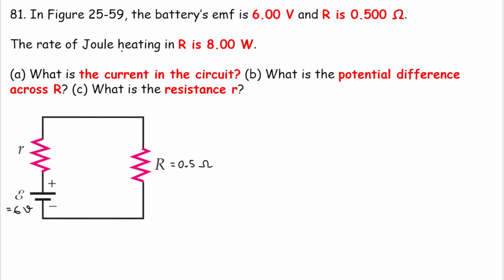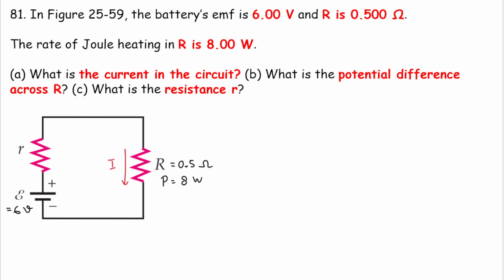And then the rate of Joule heating in R is 8 watt. Okay, so the power dissipated by this resistor here is 8 watt. Good. And the question is, A, what is the current in the circuit? Okay, so the current that passes through this resistor, I assume, is here, and I will label this as I.